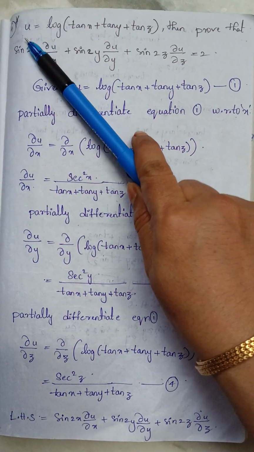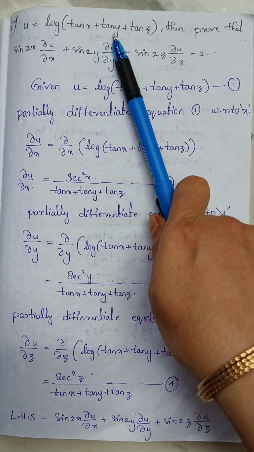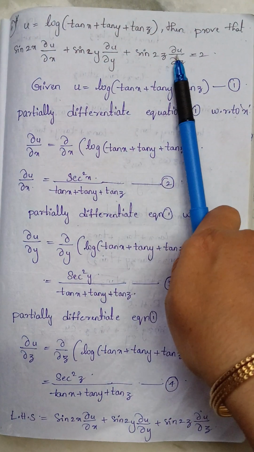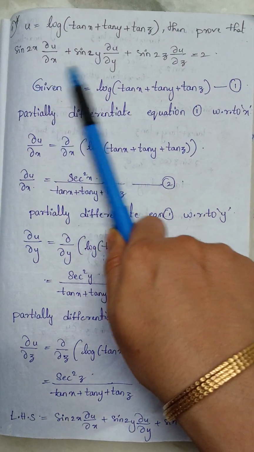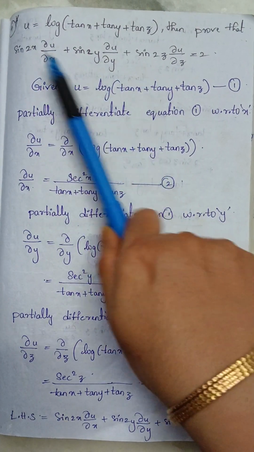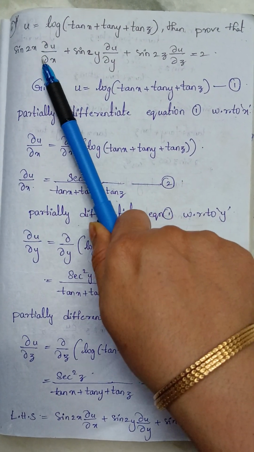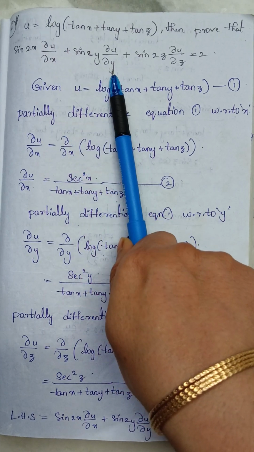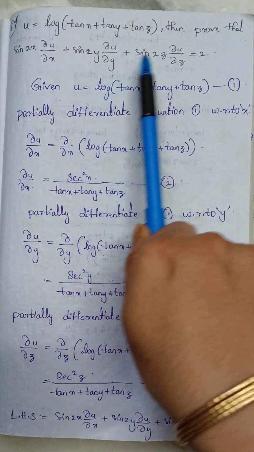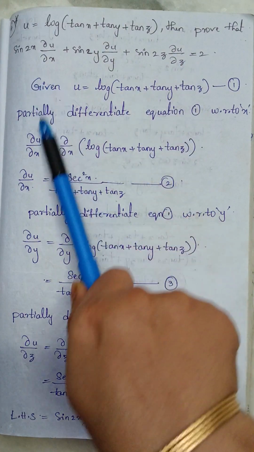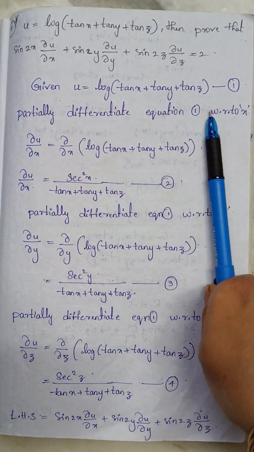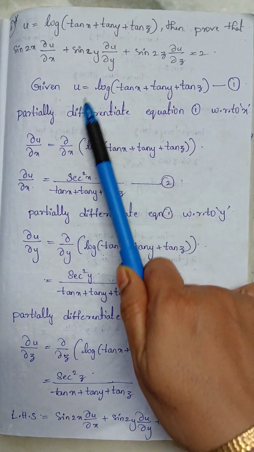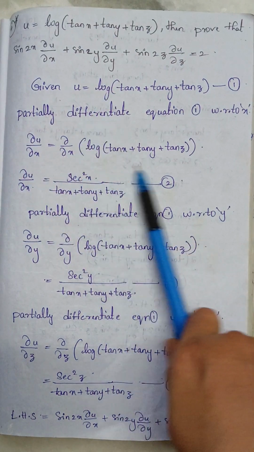Another one, u equal to log of tan x plus tan y plus tan z, then prove this condition. So take u in the answer. We need to prove this one. For that, here partial differentiation of u with respect to x one time is there, with respect to y, with respect to z. So we are finding these values by partially differentiating equation 1 with respect to x first of all, then ∂u/∂x of this one.